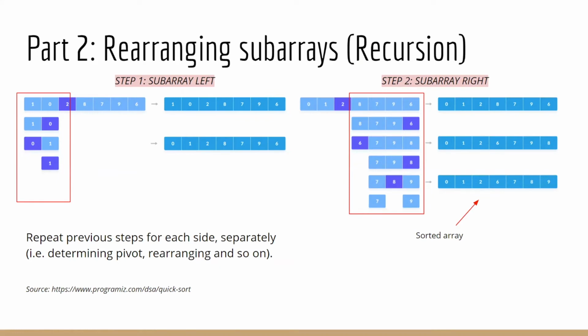So 1 is greater than 2, and 0 is smaller than 2, so we switch. And the same is also done for the right section. But it's done from the right to the left, right?